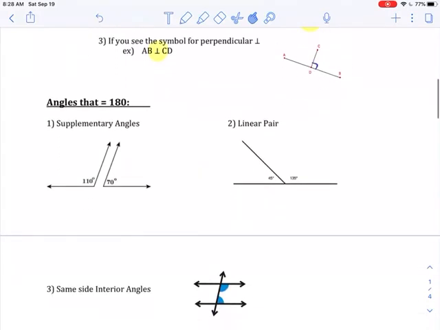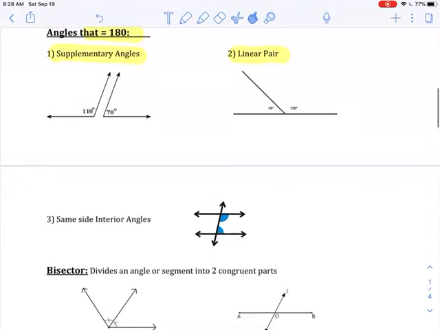Angles that equal 180. Well, supplementary angles equal 180. A linear pair equals 180. And if I have parallel lines, same side interior angles equal 180. So these blue angles right here, they are on the same side of the transversal and they're both interior angles. So together you add them and you set them equal to 180. Alrighty.